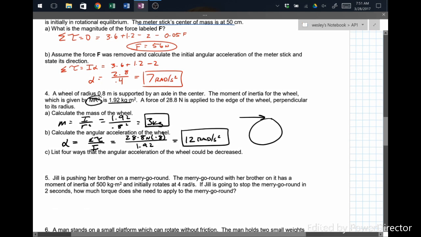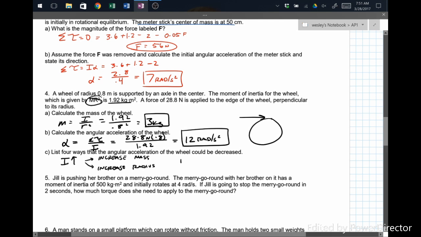And then 4 ways that we could decrease the angular acceleration. So, to decrease the angular acceleration, rotational inertia has to go up. So that's either increase the mass of the wheel or increase the radius of the wheel.